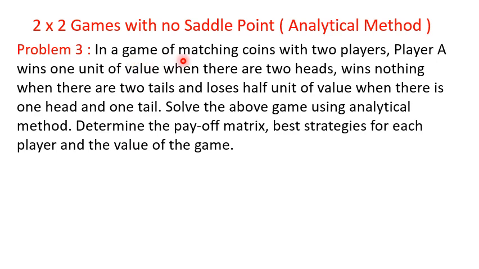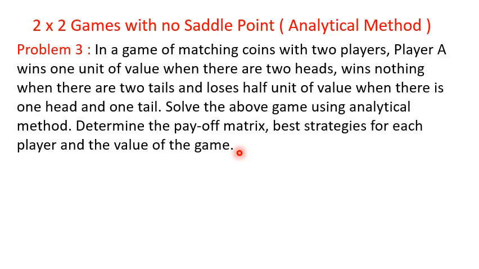So in a game of matching coins with two players, player A wins 1 unit of value when there are two heads, wins nothing when there are two tails, and loses half a unit of value when there is one head and one tail. Solve the above game using the analytical or arithmetic method. Also determine the payoff matrix, the best strategies for each player, and the value of the game.